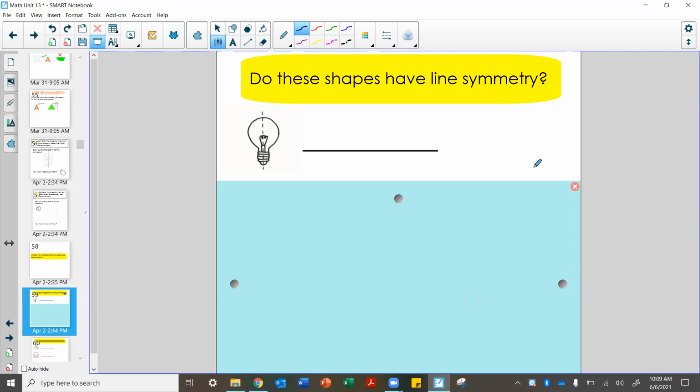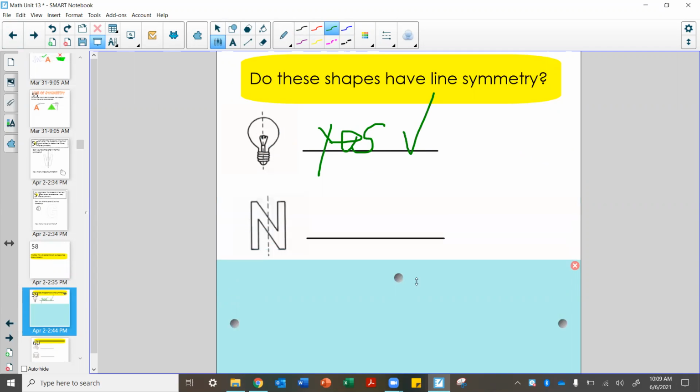All right, show me your whiteboard, send me a chat. And yes, I want to do green. Yes, because these two sides match exactly. So yes. All right, your next shape, the letter N.